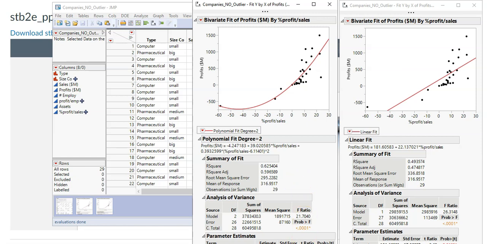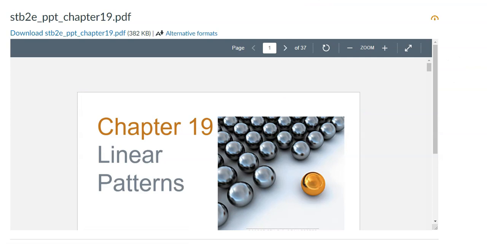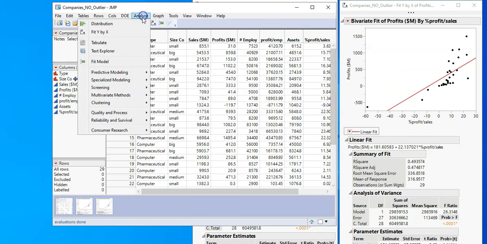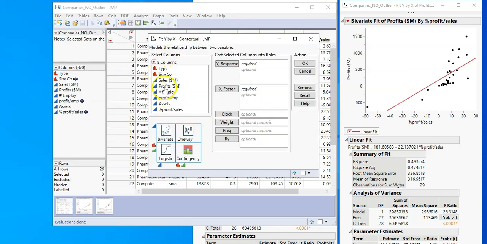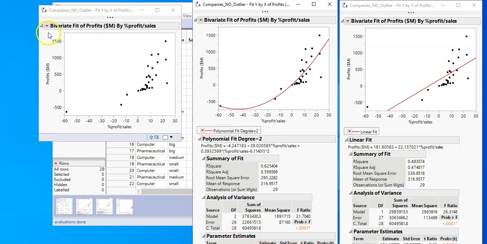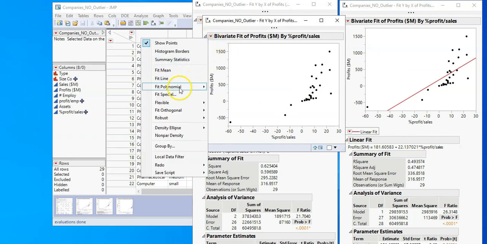All right, so that's not everything we can do. There is a lot more we can do, but what we want is to make sure that when we compare these, we have a better calculation. So let's do another analysis here. Let's go to fit y by x and do the same analysis, profit by percent profit per sales. Click OK, and this time we're going to use a cubic. So click on the red triangle, polynomial.